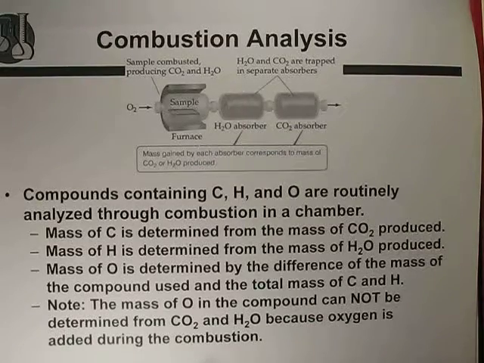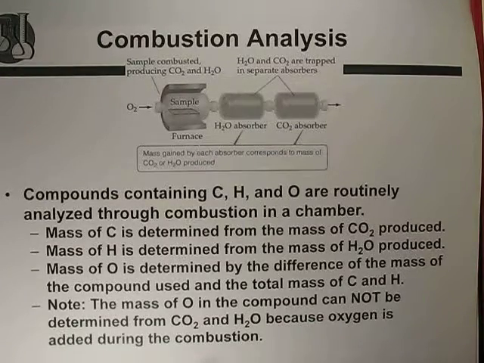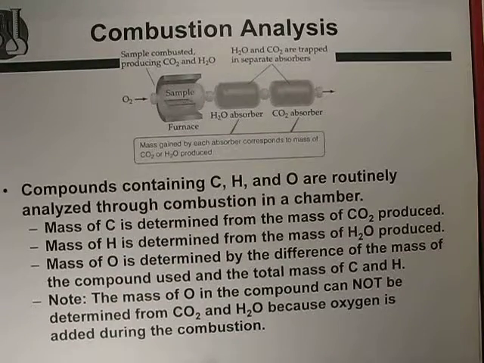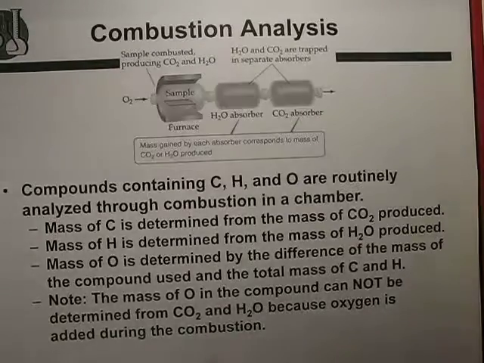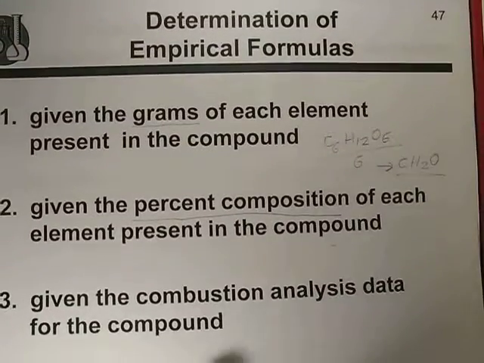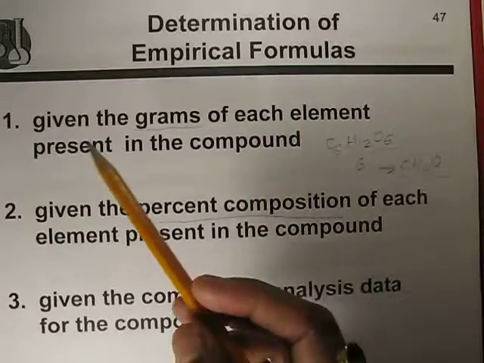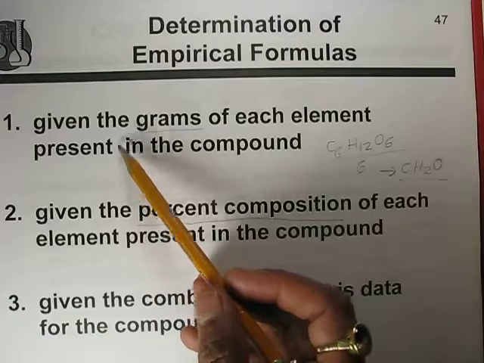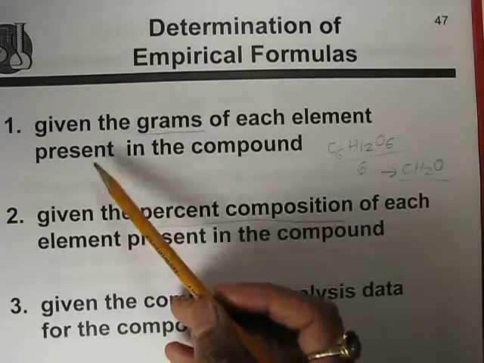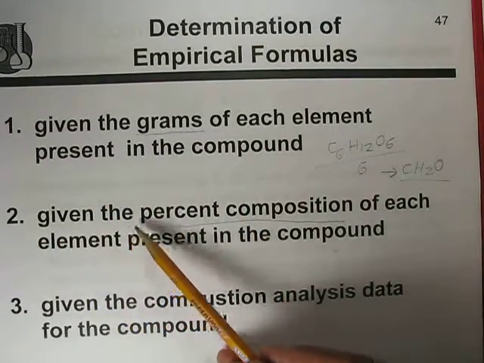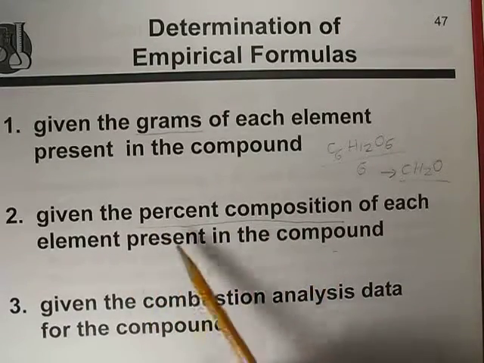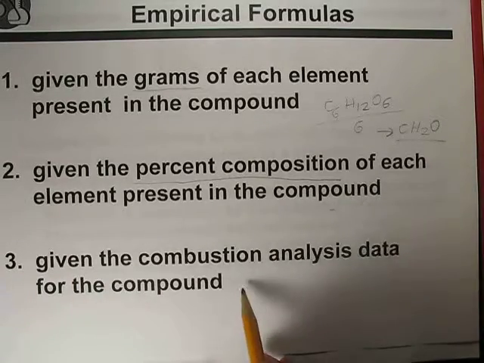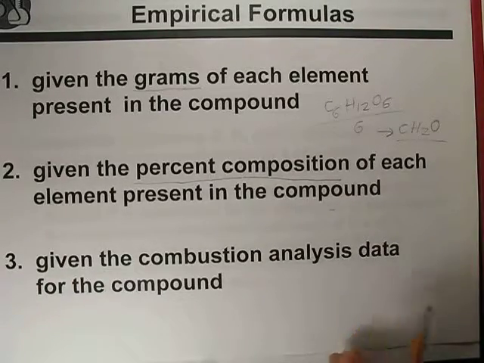So let's start with combustion analysis. What is this combustion analysis? If you remember, in the previous slide we showed that empirical formula determination was given by three methods. First, if you know the grams of each element in the compound. Second, if we know the percentage composition of each element present in the compound. And third, given the combustion analysis data for the compound.